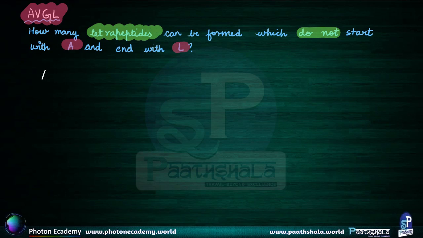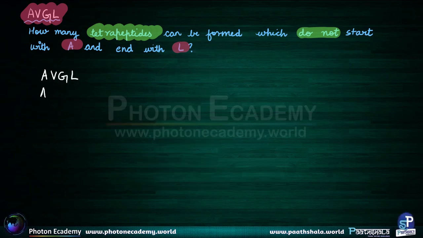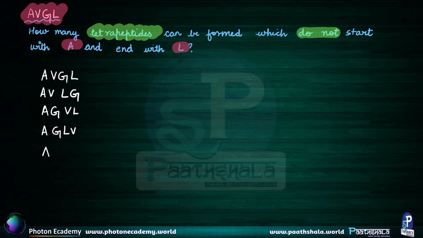So let us just start writing. We have A at the front, then we can have VGL as it is given in the question. We can have AV being constant and LG switching their places. We can have AG and then VL. So we are switching the places of everyone. So AG, LV, then we can have AL coming to the front, then VG, then we can have AL again, but now we switch the places of GV. So we have got these 6.